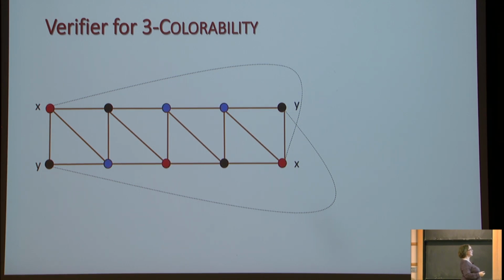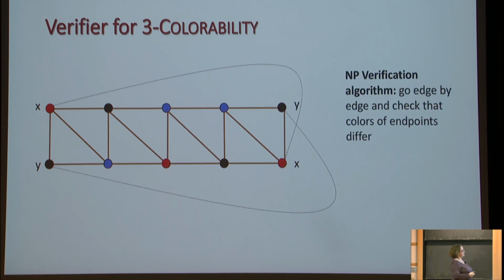Okay, so here is a coloring. This is supposed to be a proof that this graph is three-colorable. And there is an NP verification algorithm. You just go edge by edge and check. Okay, so I start. The proof here says that this is black and this is red, and on the other hand, you must put the same colors because it's the same vertices. And then you see that this is forced to be blue, and then this is forced to be black, and this is forced to be red, and this is forced to be blue. And if you walk from the other side, in the end, you see that there must be a contradiction.